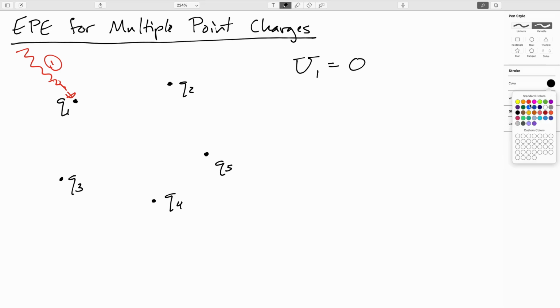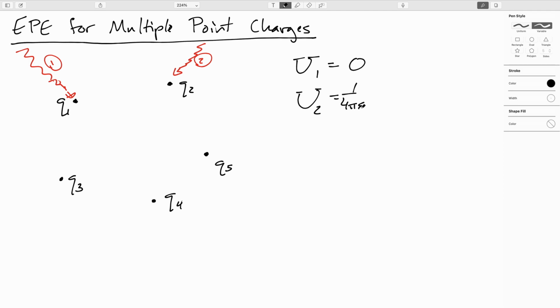Now, when I bring in the second charge from infinity, this is exactly what we handled before. And at that time, we got that the potential energy of the system now, so what I add to this, I will add to the potential energy 1 over 4 pi epsilon naught Q1 Q2 over this distance right here.